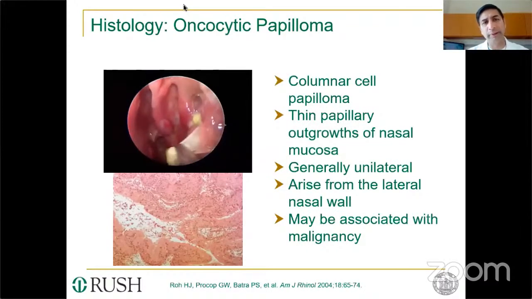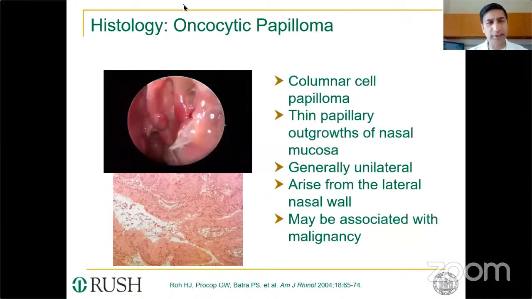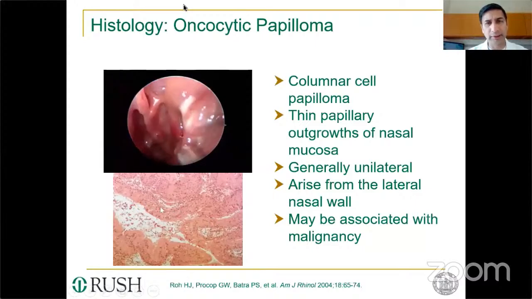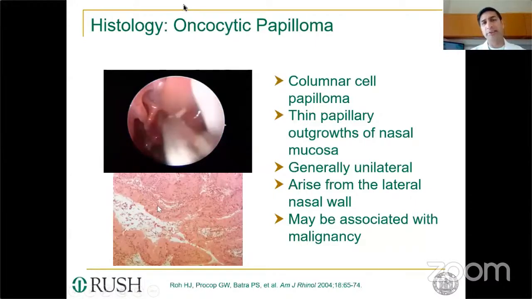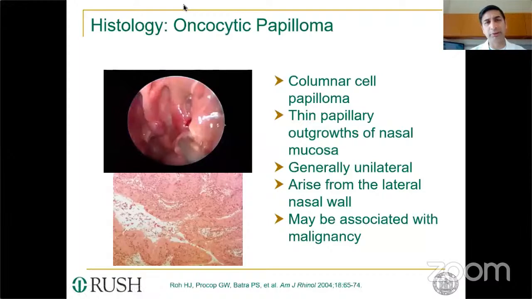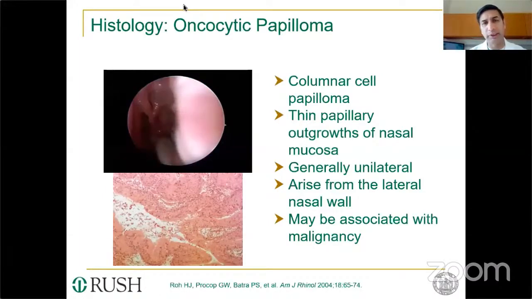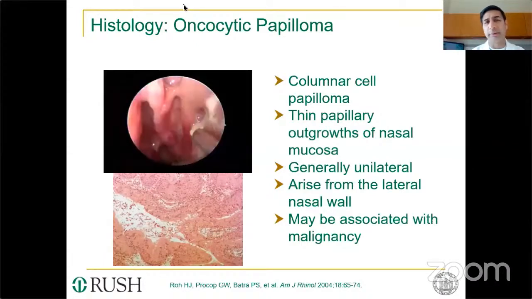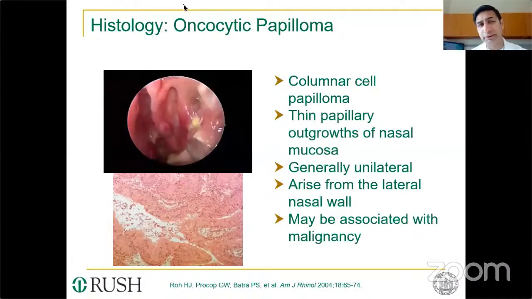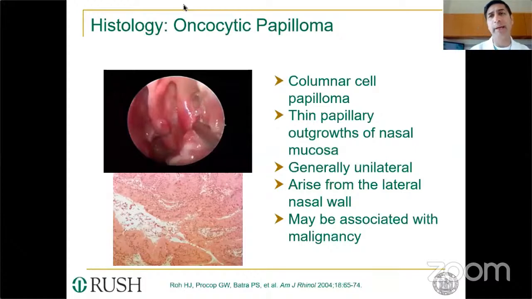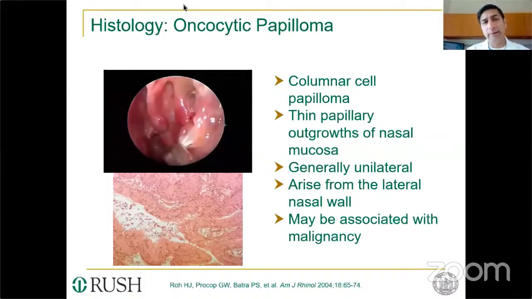The third common variant is the oncocytic variant. It's also been called the columnar cell papilloma. And you'll see this papillary mucosa that you see here. When you look at this endoscopically, this looks no different. This was a recurrent maxillary oncocytic papilloma that you see here. Typically, they arise from the middle meatal structures. They can be associated with malignancy. So really, from a biological behavior standpoint, they don't behave any differently than inverted papilloma.